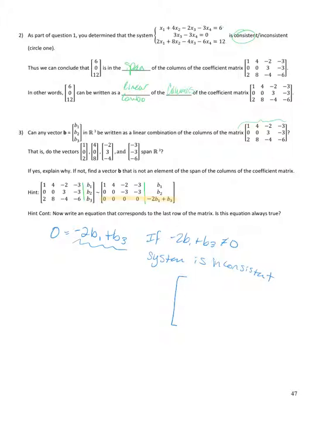So for example, negative 2b1 plus b3 equals 0. So if I have 1 and 2 here, that would be 0. Didn't mean to do that. Let's say I have 1 and 1. Then negative 2b1 plus b3 is not 0, so the system will be inconsistent. And the second entry can be anything.